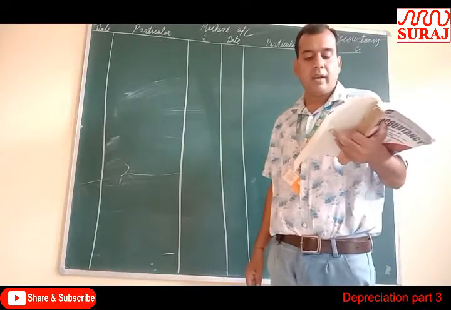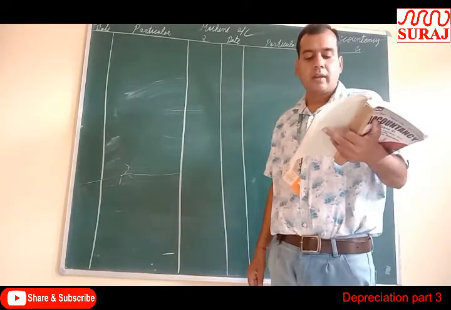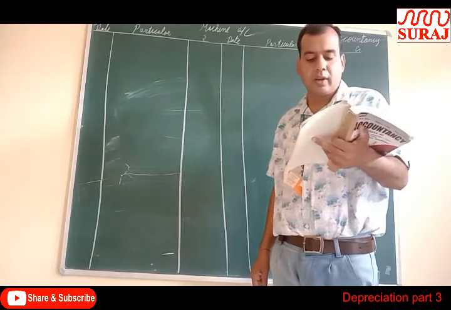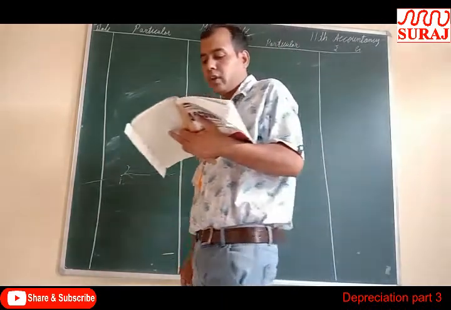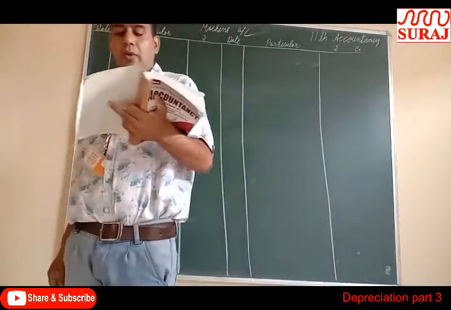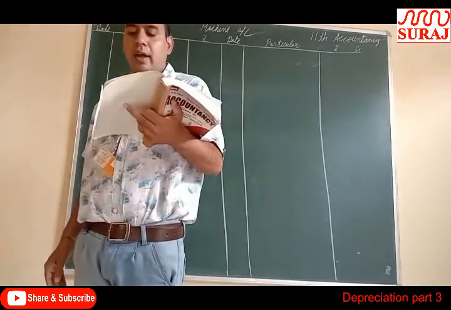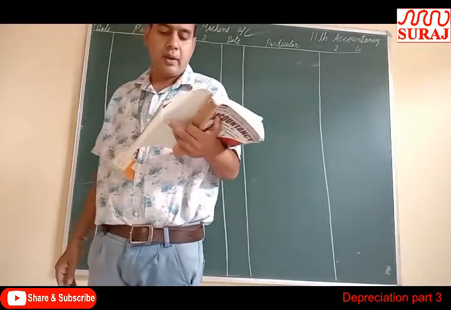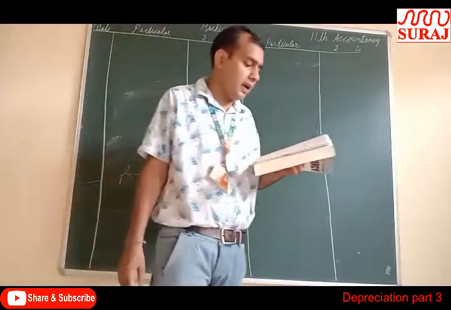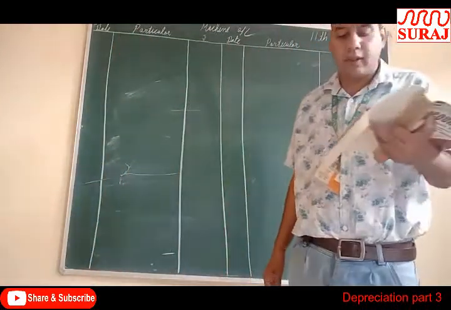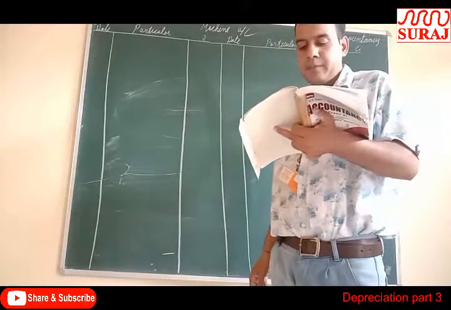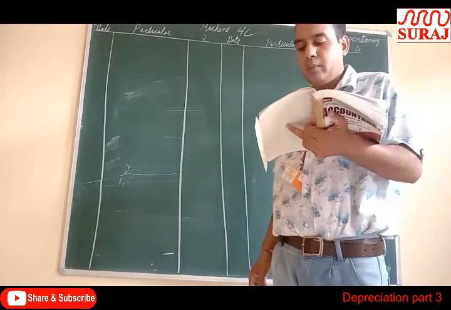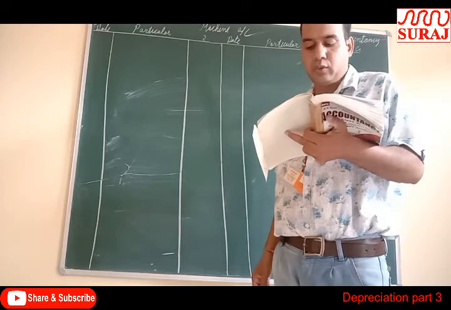On 1st January 2016, a limited company purchased a machine for 2,40,000 and spent 10,000 on erection. On 1st July 2016, another machine costing rupees 1 lakh was purchased. On 1st July 2018, the machinery purchased on 1st January 2016 was sold for 1,40,000, and on the same date a new machine was purchased at a cost of rupees 2 lakh.